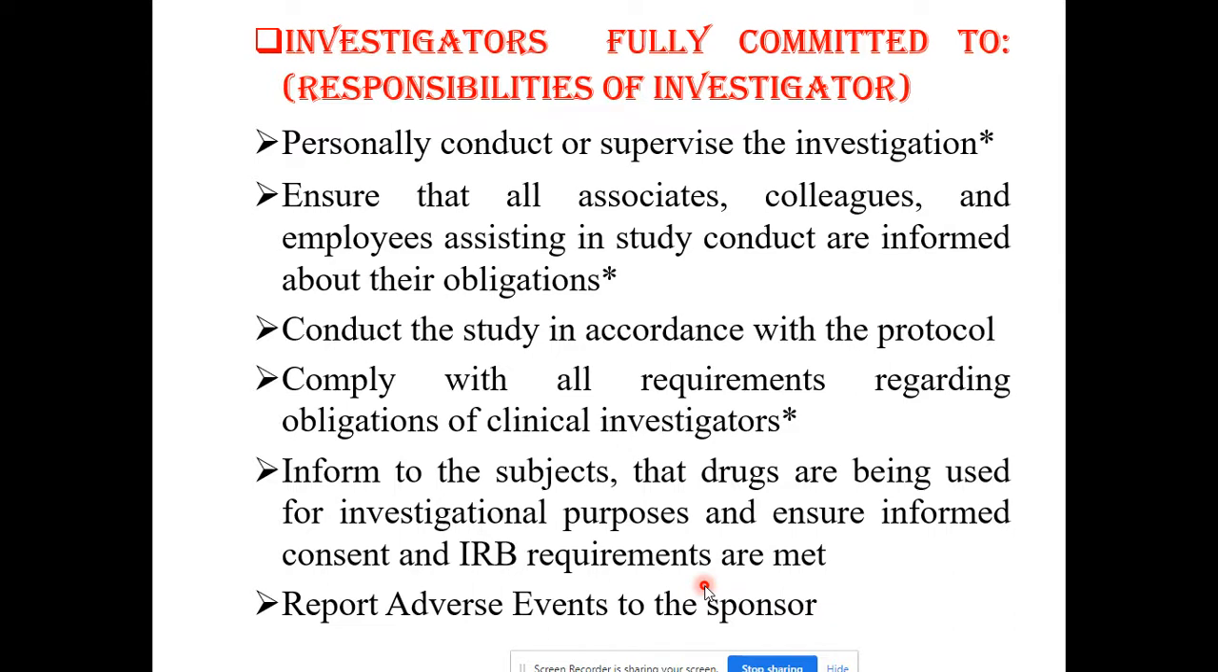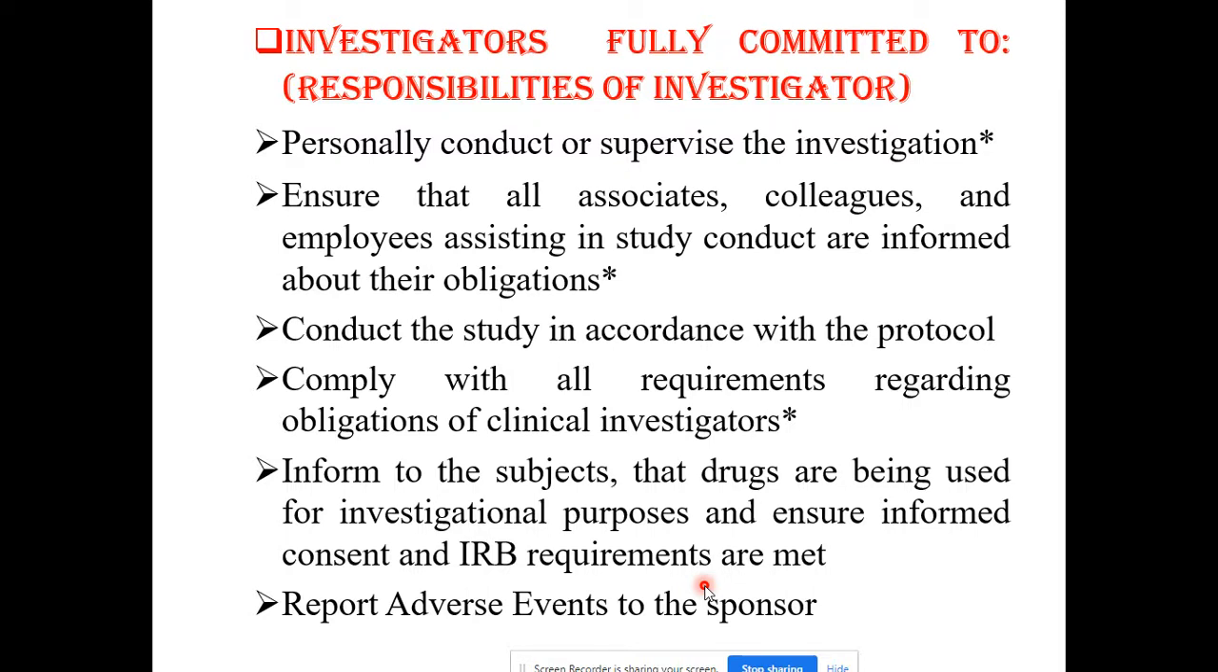What is the full form of IRB? Institutional Review Board. IRB is a type of committee, and it protects the rights and the welfare of the human subjects, those who are participating as volunteers or as part of our clinical trial study.